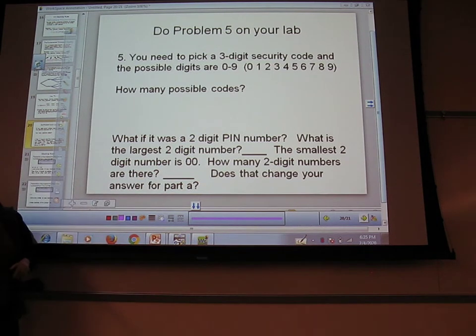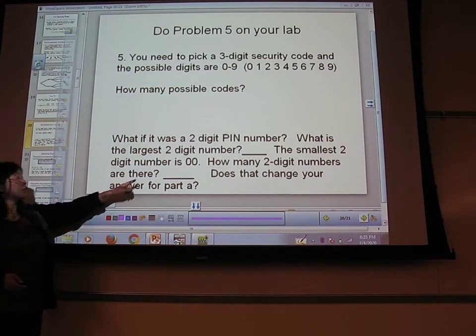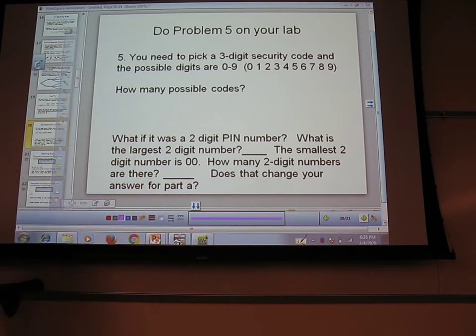So how many options are there? How many two-digit numbers are there? 100. 1 to 99 plus 00? 100. So that might give you some information on how you might attack, or, if you have a correct or wrong answer for part A.